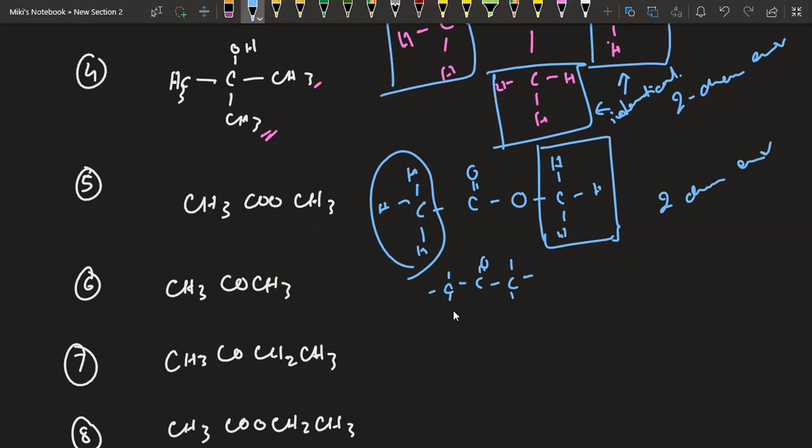Now, if you say we have 2 different environments, you are wrong. But if you say one environment, you're right. Why? We have this CH3 over here, another CH3 over here, and both the CH3 are connected with which carbon? This carbon, same carbon, isn't it? That means one single environment. I hope you're getting it, like how these things are happening.